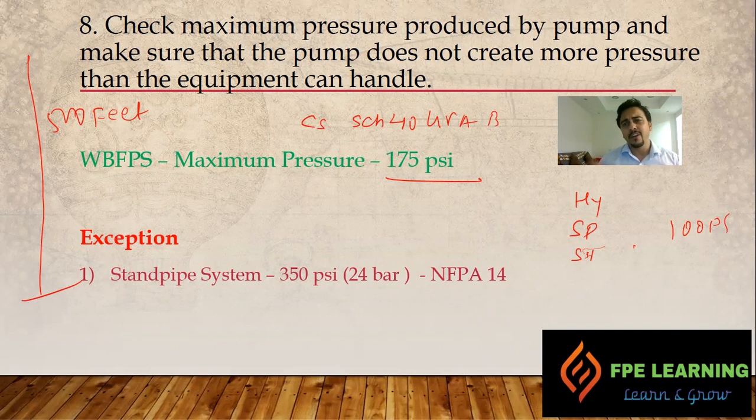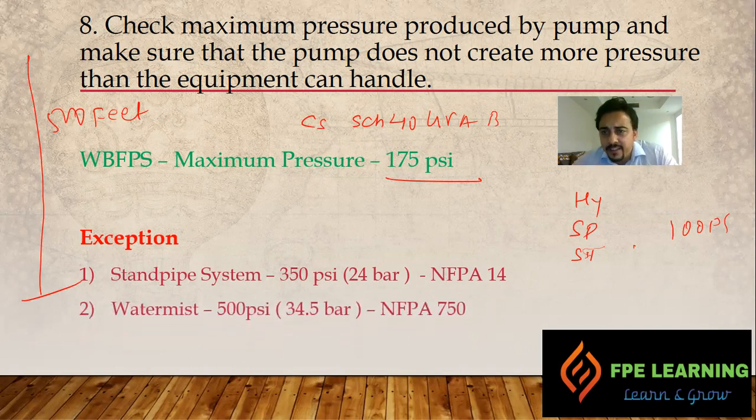So 350 psi is exception one, and the other one is the water-based system. It's a very specialized system for the specific project, up to 500 psi or 34.5 bar. These are systems designed especially for some projects, and they test the efficiency of the water-based system for that one. So these two are the exceptions. Otherwise, 175 psi is the best solution for the project.